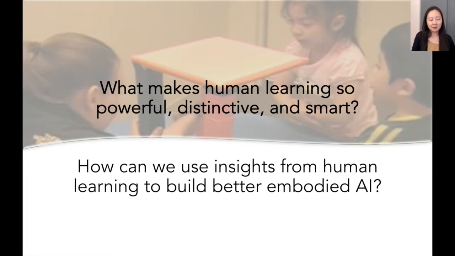So the guiding question for our research program in the lab is what makes human learning so powerful, distinctive, and smart? And of course, this is a question with many potential answers, but the one that I want to focus on today is the fact that we learn from others and help others learn. And in the context of this workshop today, I also want to ask how we can use insights from human learning in order to build better embodied AI.